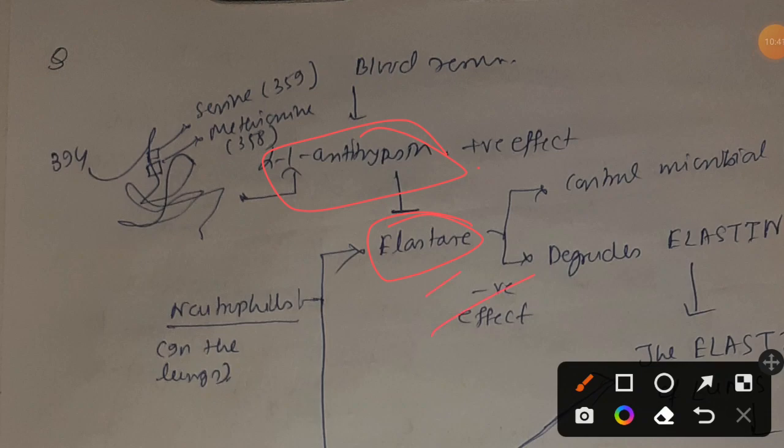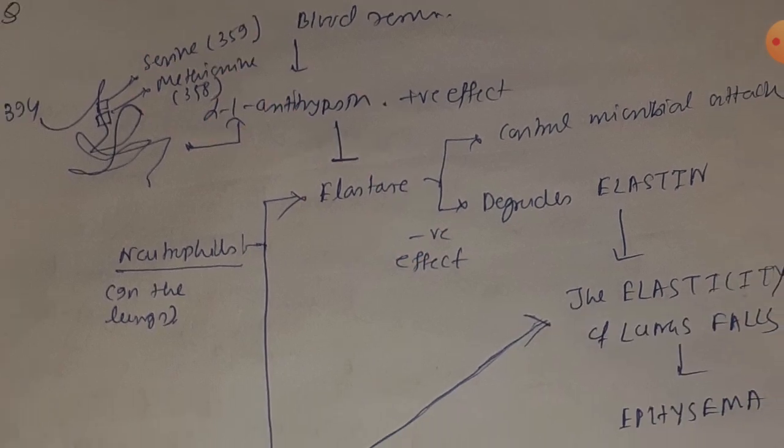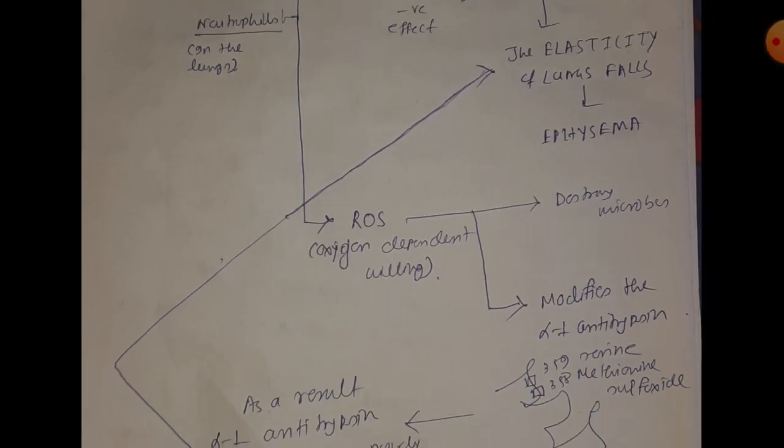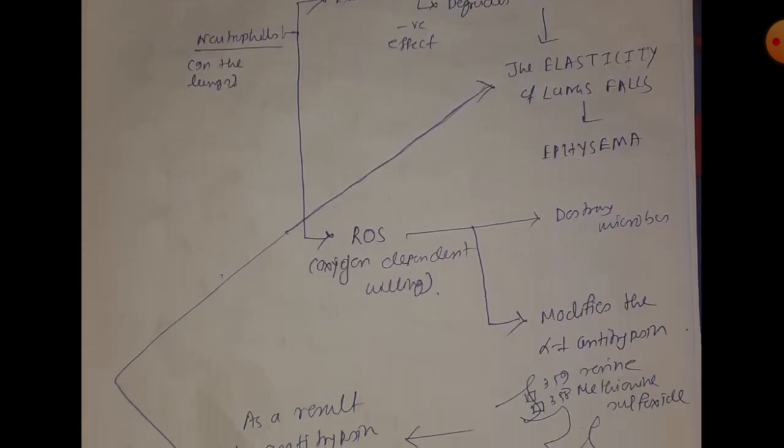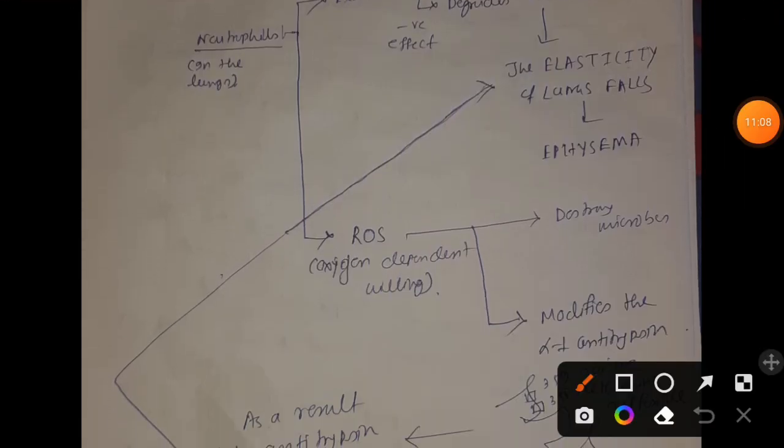Okay, how? The elastase will recognize the 358 methionine and the 359 position serine and bind with that position, and as a result it becomes inactivated because the active site of the elastase is filled with serine and methionine. Okay, and as a result elastase no longer degrades elastin, so the lung's elasticity will not fall. But there is another way by which neutrophil also controls microbial attack, that is by releasing reactive oxygen species, a process called oxygen dependent killing of microbes.